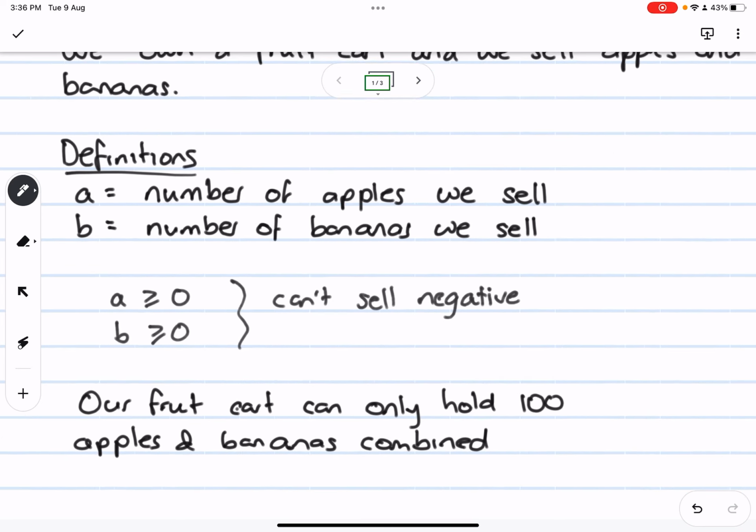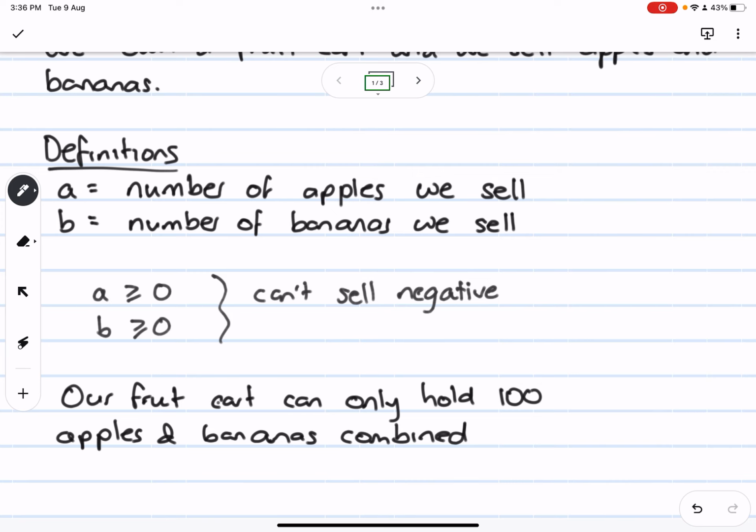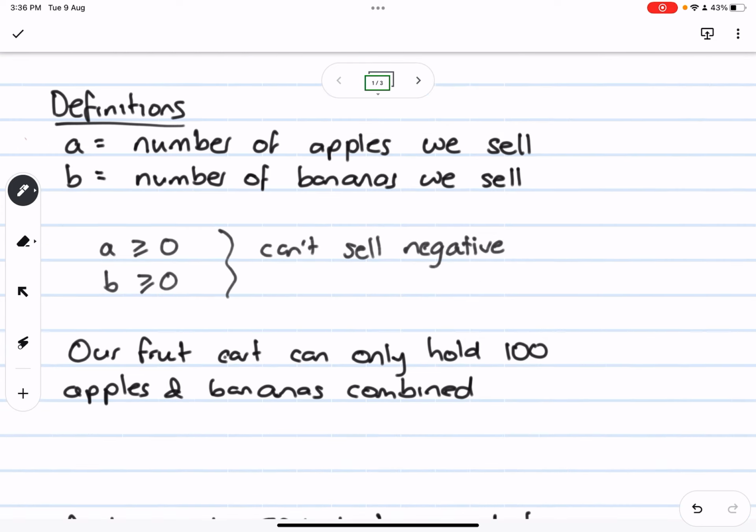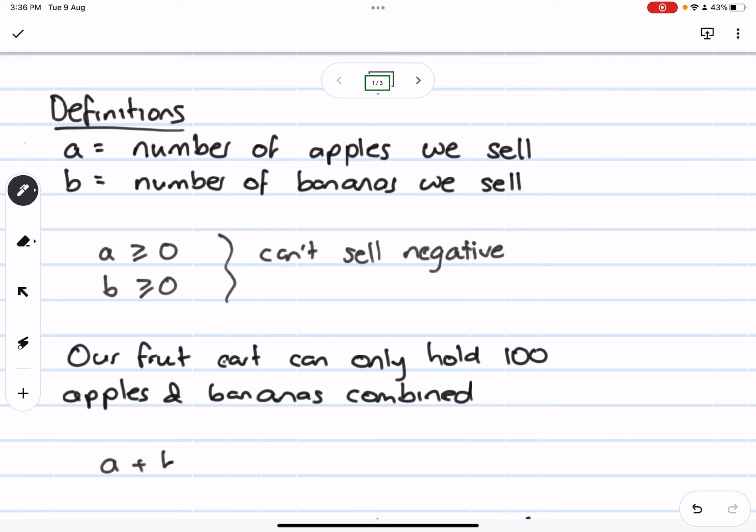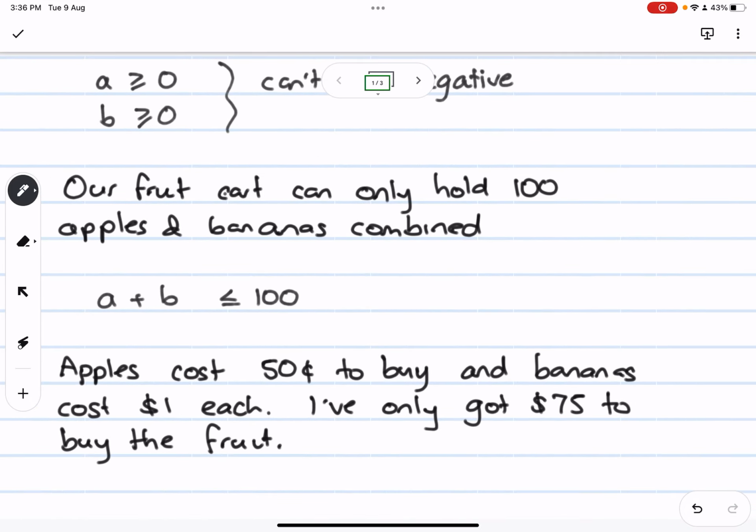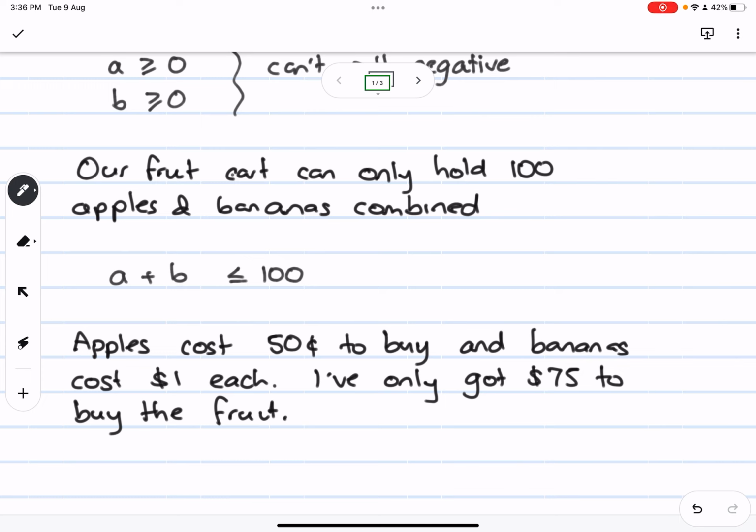Right, the next piece of information that we've got is our fruit cart is only able to hold 100 apples and bananas combined. So that means our apples plus our bananas has to be less than or equal to 100. And finally, we know that apples cost 50 cents to buy and bananas cost $1 each. I've only got $75 to buy the fruit. So 0.5 per apple plus $1 per banana has to be less than or equal to 75. And I won't bother putting that in words because it's much nicer just to write it like that.